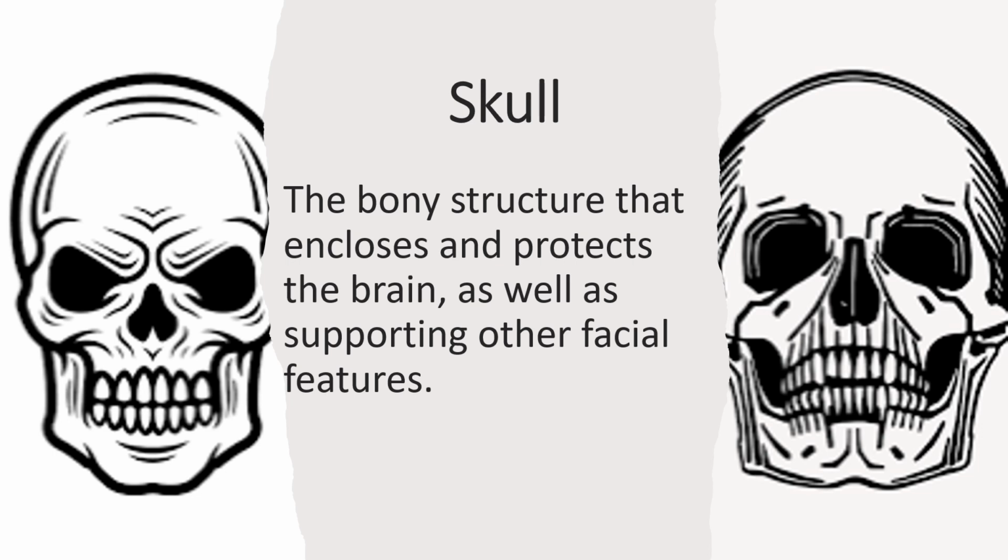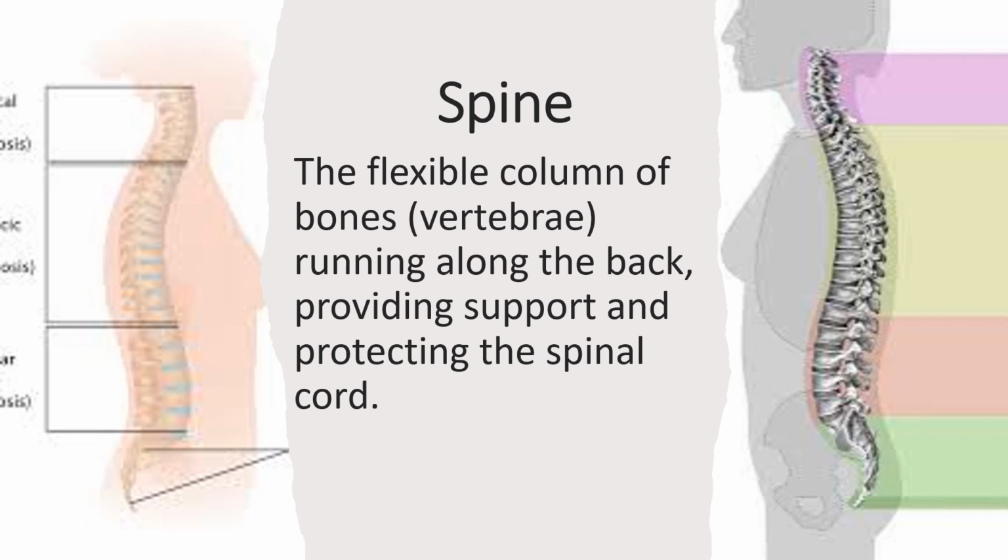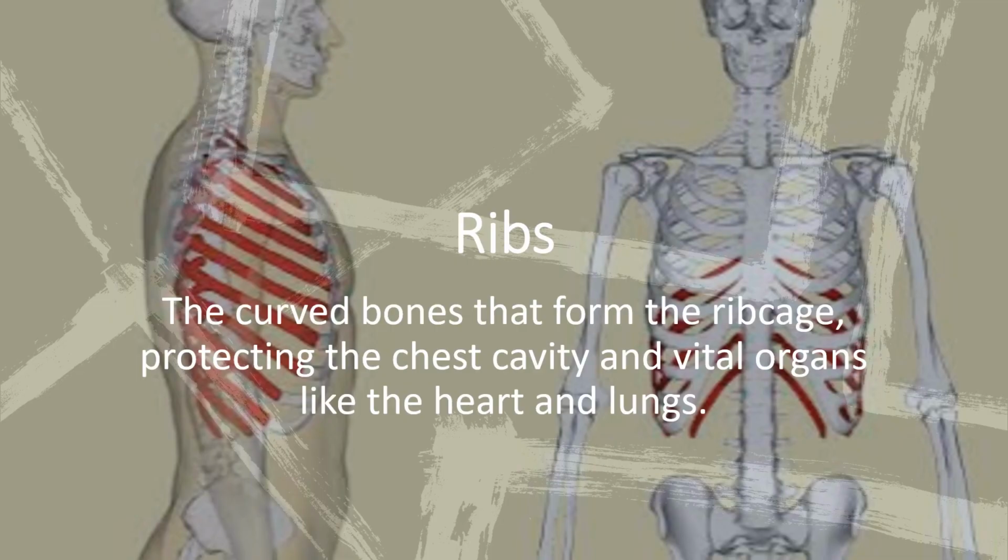Skull, the bony structure that encloses and protects the brain as well as supporting other facial features. Spine, the flexible column of the bone running along the back, providing support and protecting the spinal cord. This is the spine. Ribs, the curved bones that form the rib cage, protecting the chest cavity and vital organs like heart and lungs. These are the ribs.